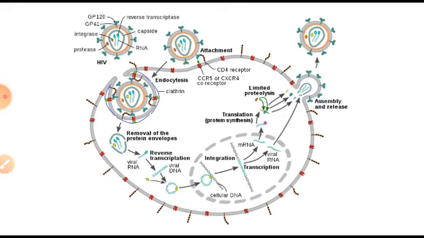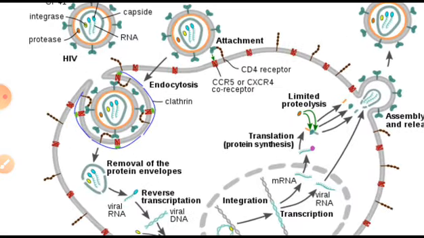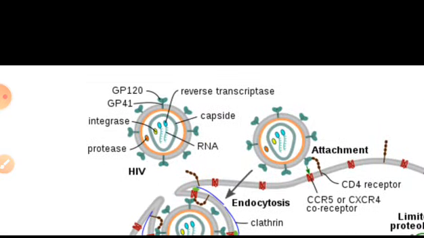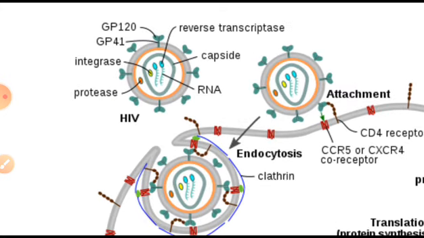This is one diagram of the life cycle of a virus. This is shown as a reverse transcriptase virus, or you can say the virus which is responsible for HIV. So here we'll see the structure. This is also a common structure of the virus.